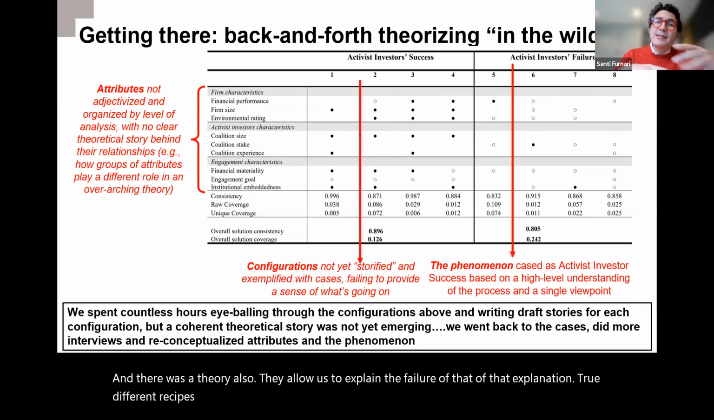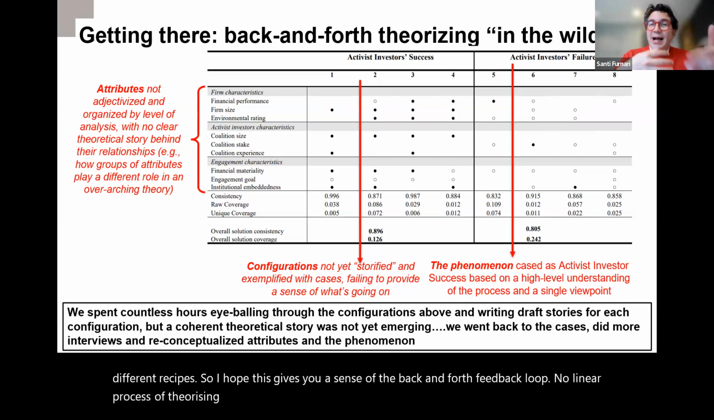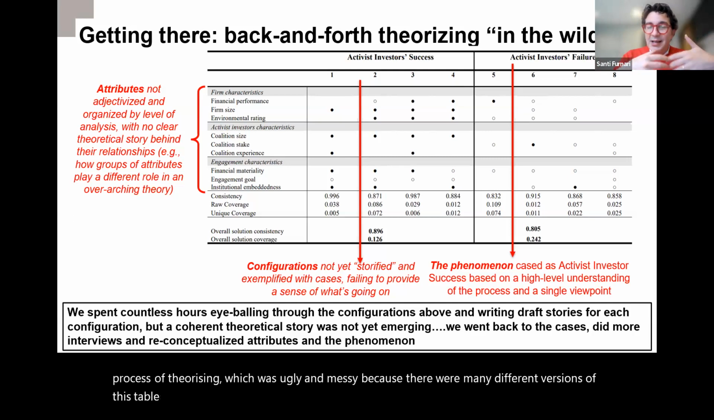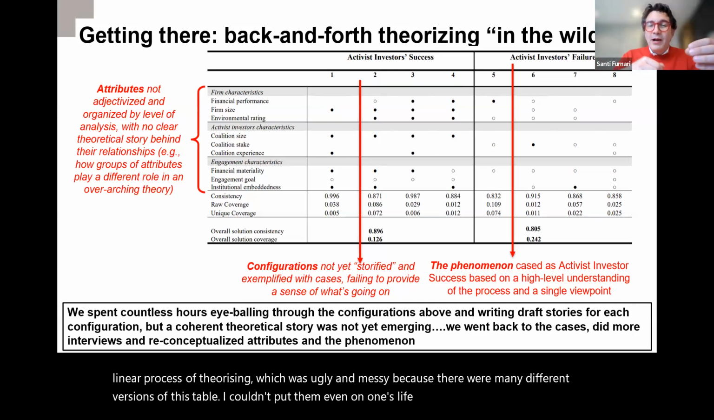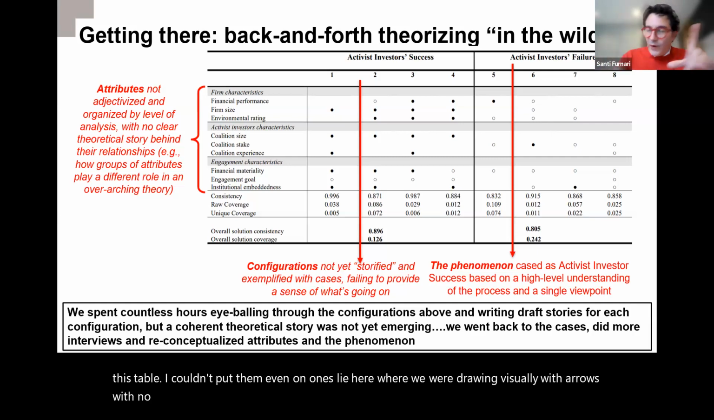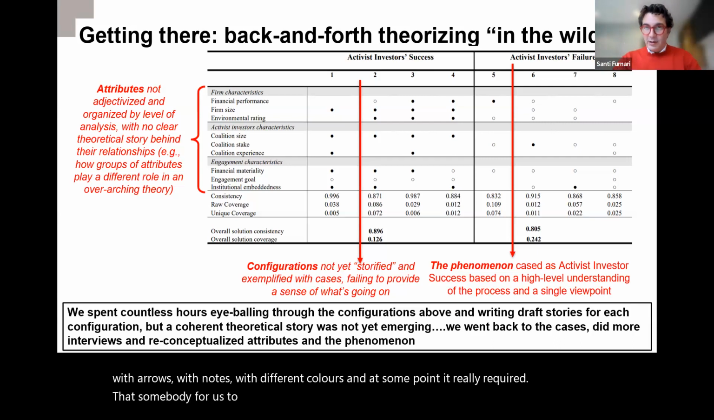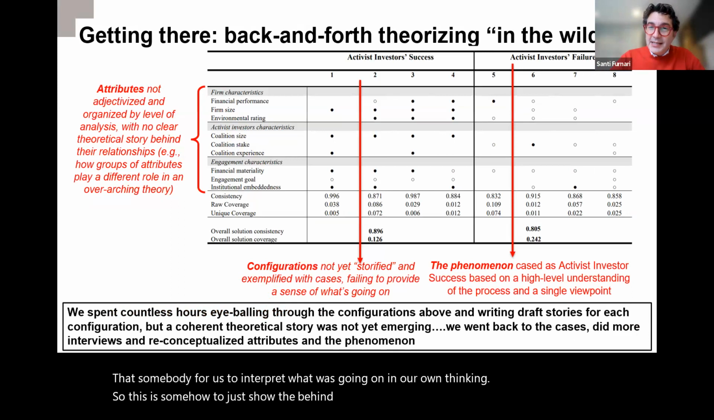So I hope this gives you a sense of the back and forth, feedback loop, non-linear process of theorizing, which was ugly and messy because there were many different versions of this table. I couldn't put them even on one slide here, where we were drawing visually with arrows, with notes, with different colors. And at some point, it really required somebody to interpret what was going on in our own thinking. So this is to show the behind the scenes of theorizing.